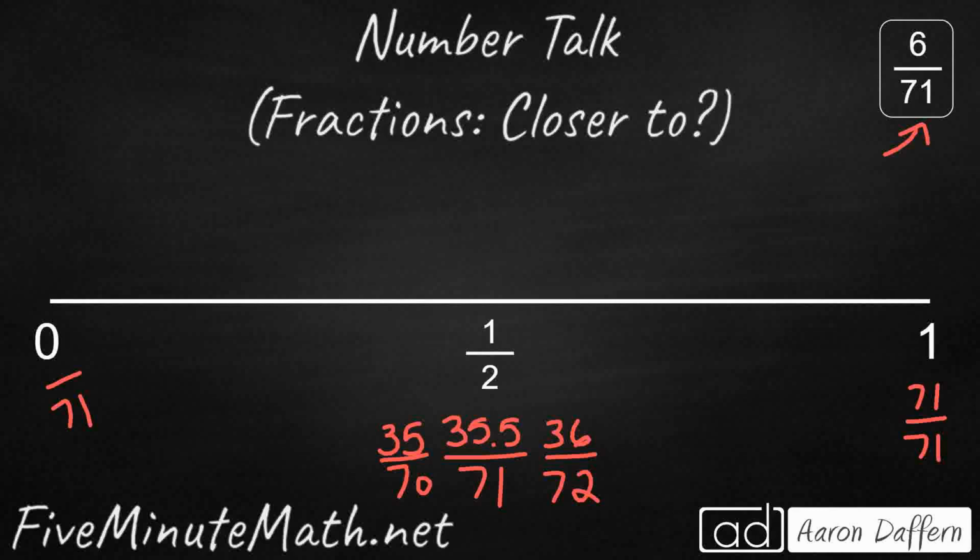All right, so I've got my 35.5, and we know that 6 definitely does not land between 1/2 and 1. It definitely lands somewhere in between here. Still thinking 6 is closer to 0 than it is to 35. But how can we be sure?